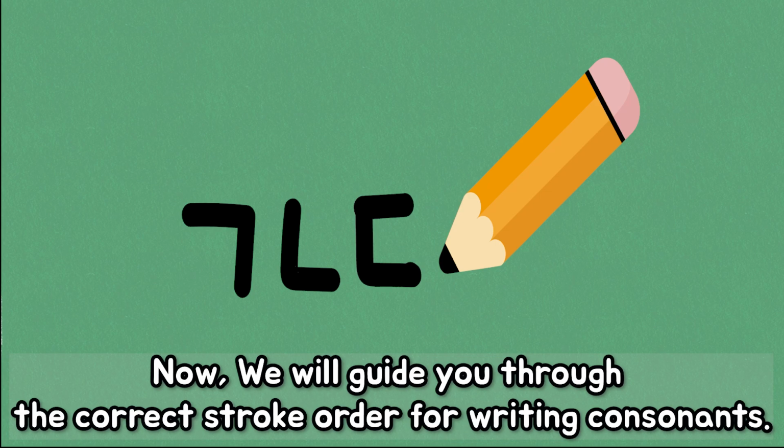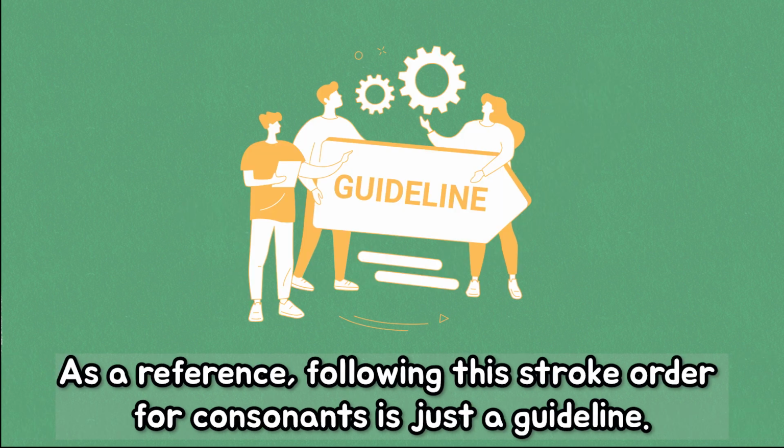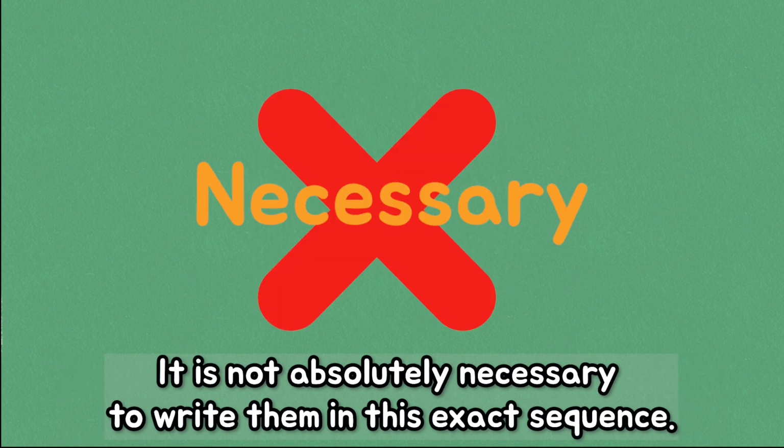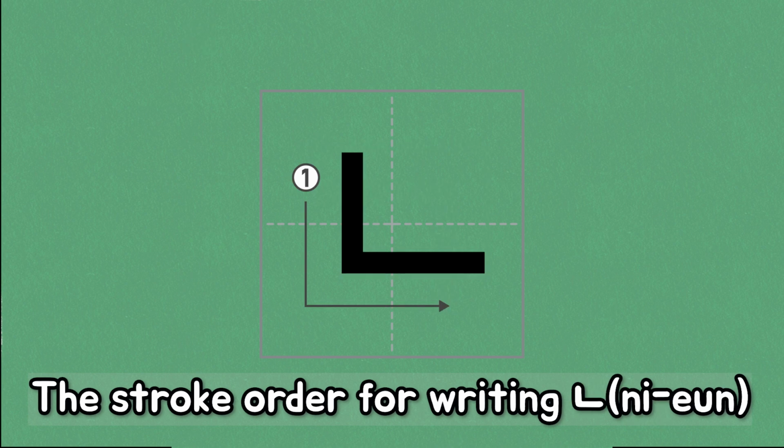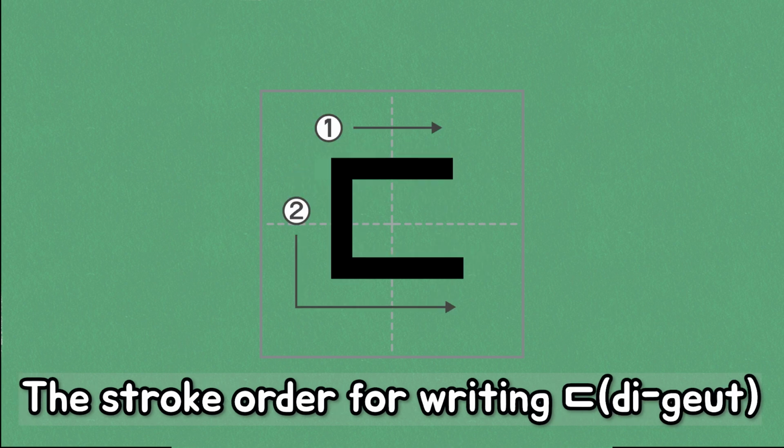Now, we will guide you through the correct stroke order for writing consonants. As a reference, following this stroke order for consonants is just a guideline. It's not absolutely necessary to write them in this exact sequence. The stroke order for writing kyo. The stroke order for writing nian. The stroke order for writing tigud.